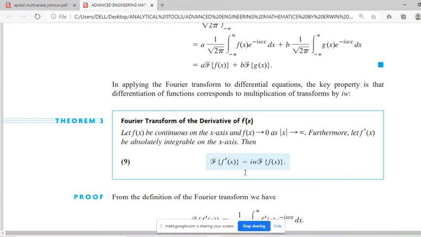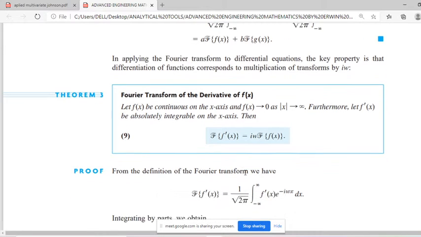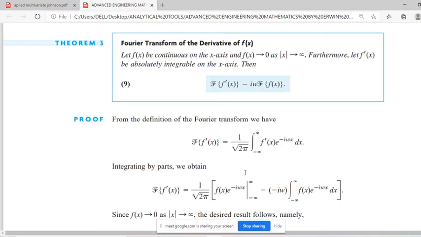Let f of x be continuous on the x-axis, and f of x tends to 0 as mod x tends to infinity, and let f dash of x be absolutely integrable on the x-axis. Then F of f dash of x, that means the Fourier transform of the derivative, is equal to i w into F of f of x. It is also very simple.